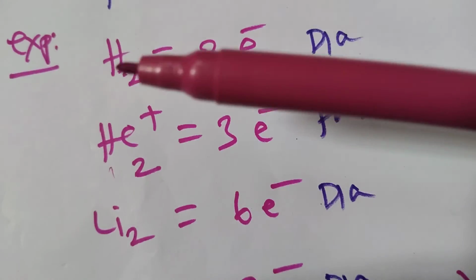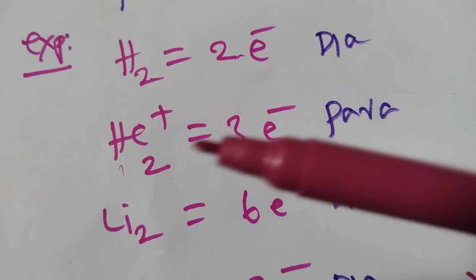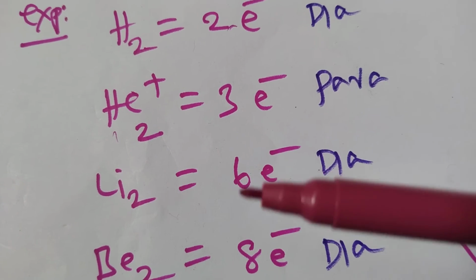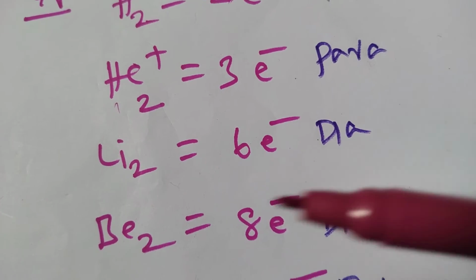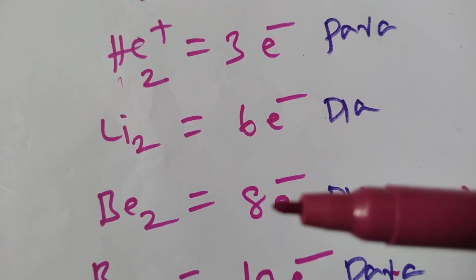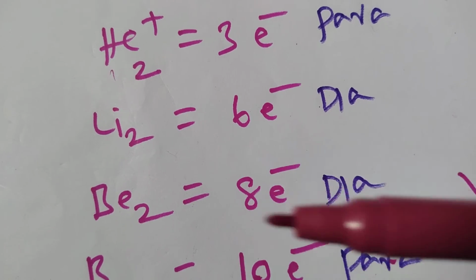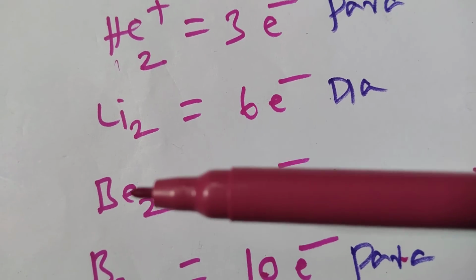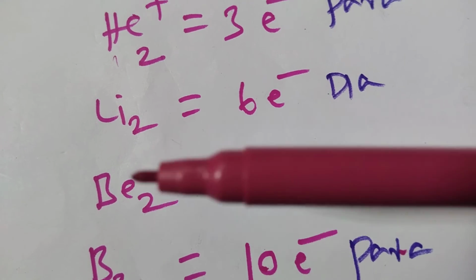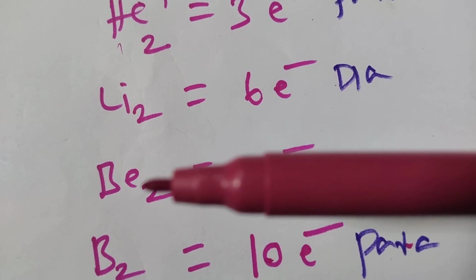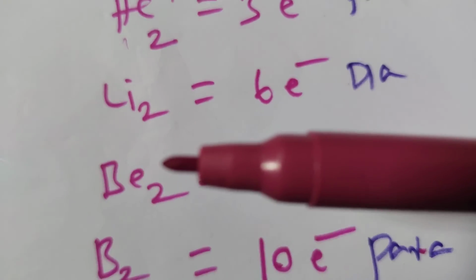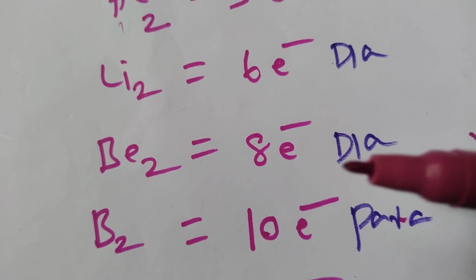Okay. You see, H2, 2 electrons, diamagnetic. He2 plus, 3 electrons, paramagnetic. Li2, this is an even number, diamagnetic. Be2, 8 electrons, this is an even number, diamagnetic. Be2, this bond order is 0. The bond order of Be2 is 0, so Be2 molecule does not exist, please note it.